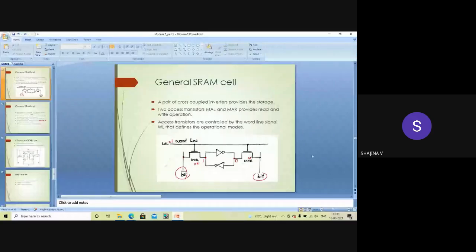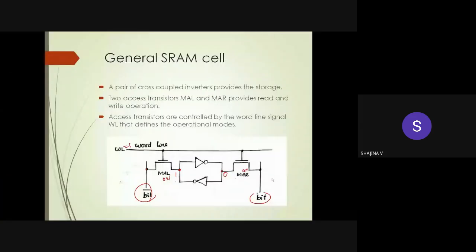So, to familiarize with the basic SRAM cell, we have two cross coupled inverters, two cross coupled NOT gates, and this will be MAR.